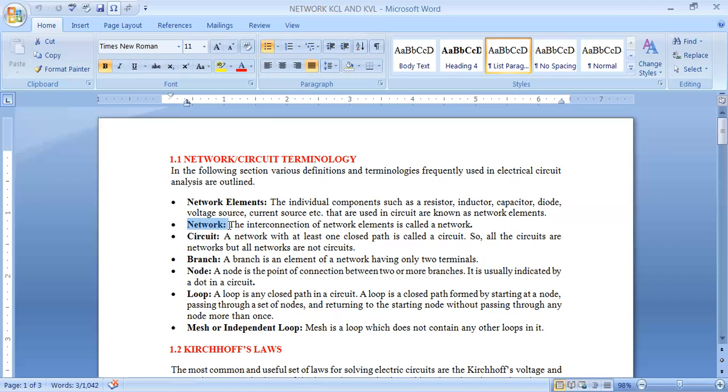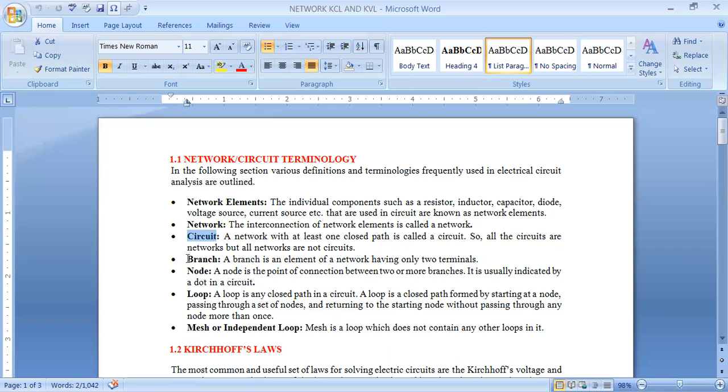Now come to the circuit. What does it mean? A network with at least one closed path is called a circuit. So all circuits are networks, but all networks are not circuits. We are trying to make a circuit such that we get a closed path, so current flows through the circuit.